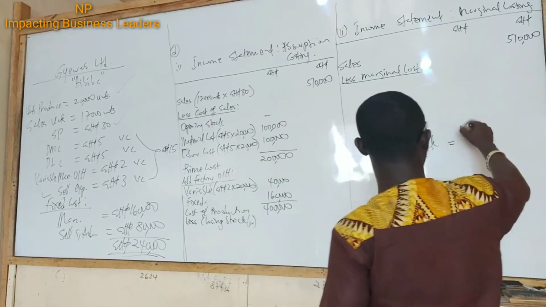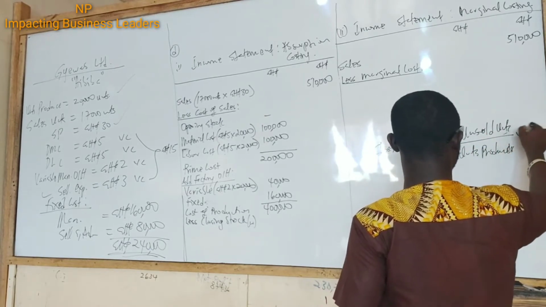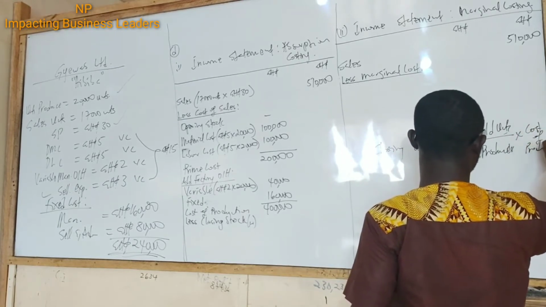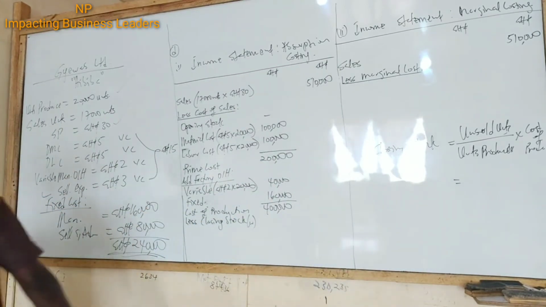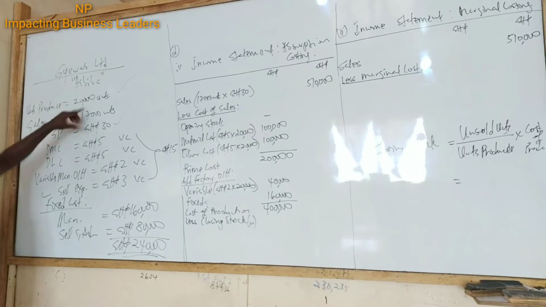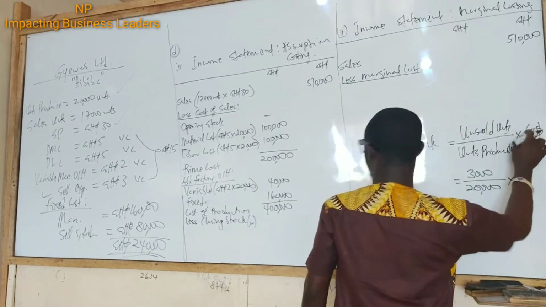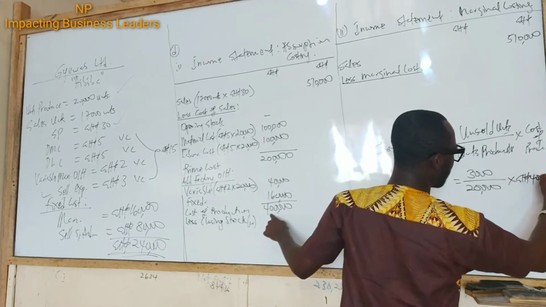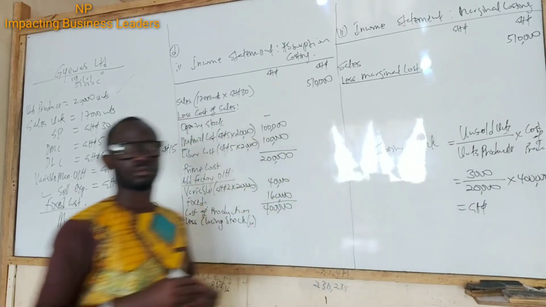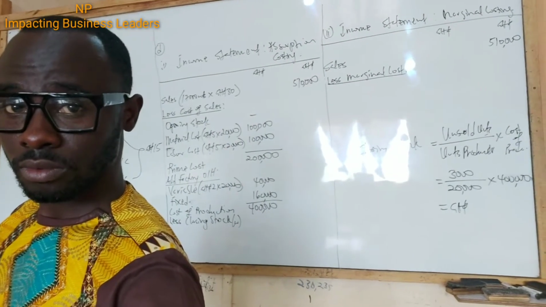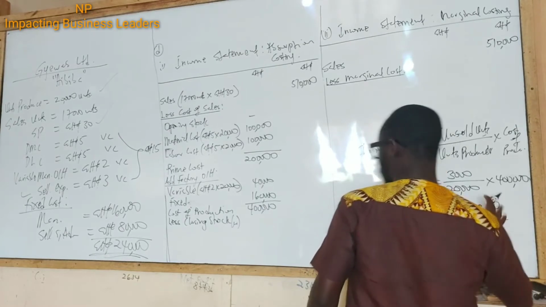Closing stock, it's going to be unsold units divided by units produced times cost of production. Okay? Unsold unit divided by units produced times cost of production. So what is the unsold units? We produced 20,000 and sold 17,000. So what is the unsold units? 3,000 divided by units produced 20,000 times the cost of production 400,000 Ghana cedis. Can I have an answer? 60,000. So that's our closing stock.